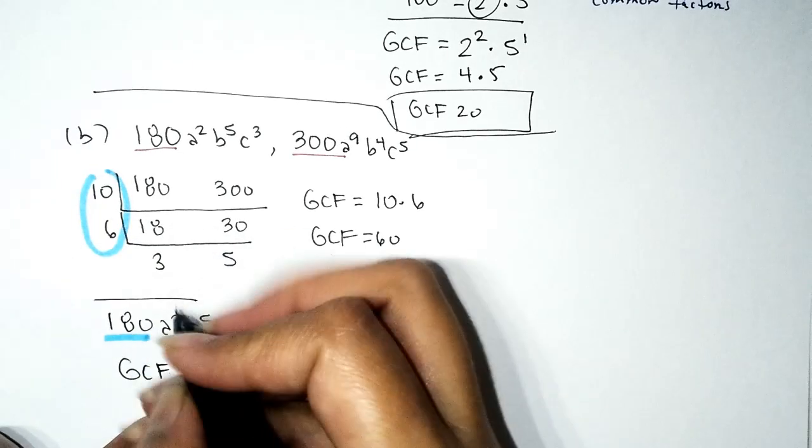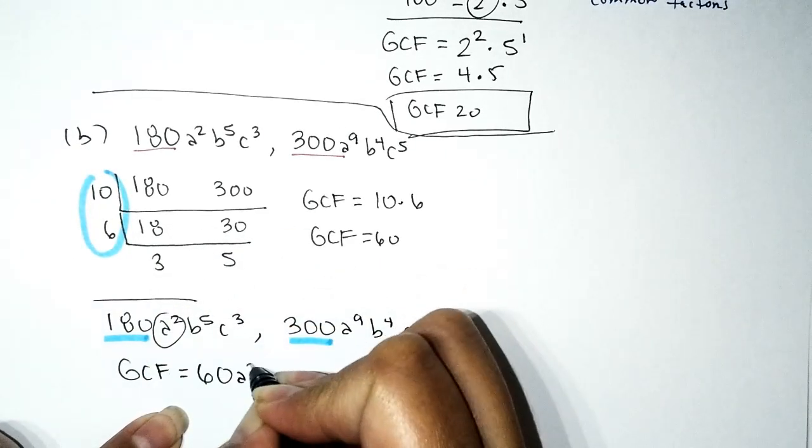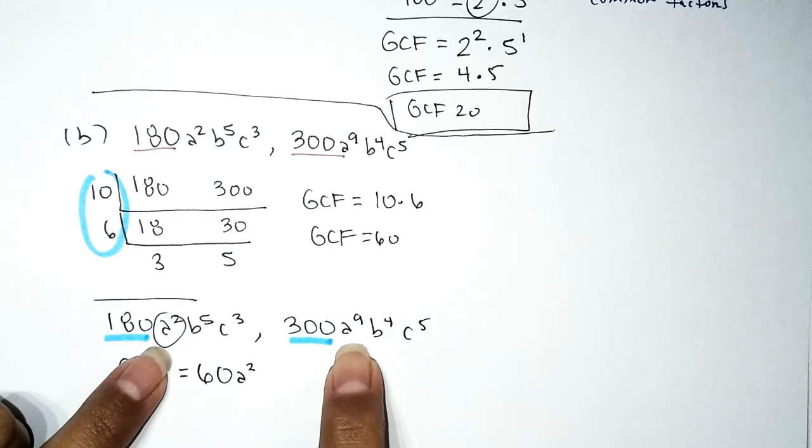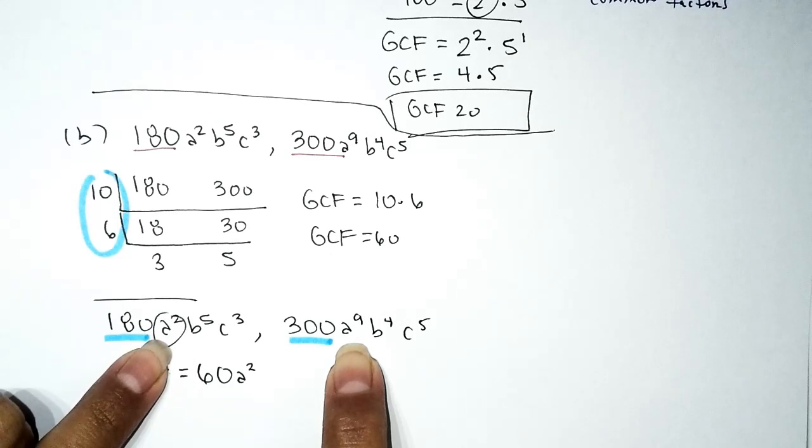Okay, so again, we have to use the smaller exponent. It's not because teacher said so. It's just we can't say, oh yeah, they have 9 A's in common. That's a lie, because this one doesn't have enough to get to 9. So we use the smaller exponent. Okay, what other variable factors do they have in common?